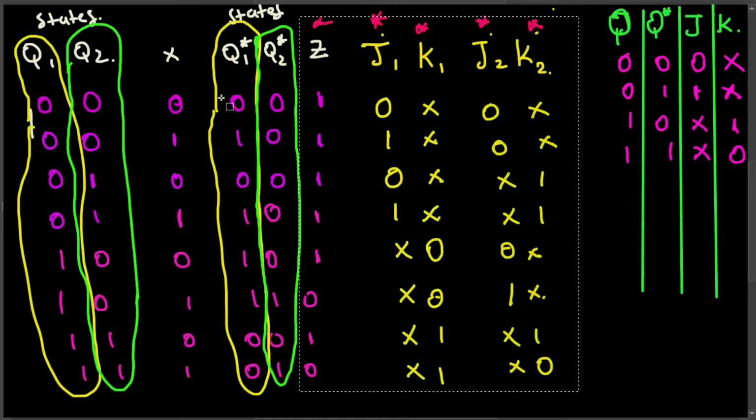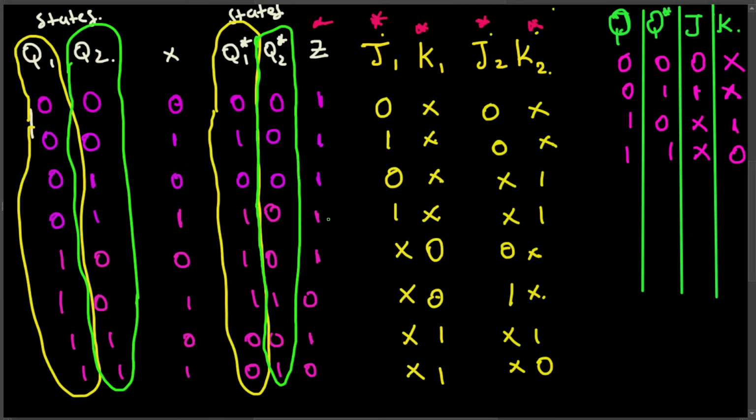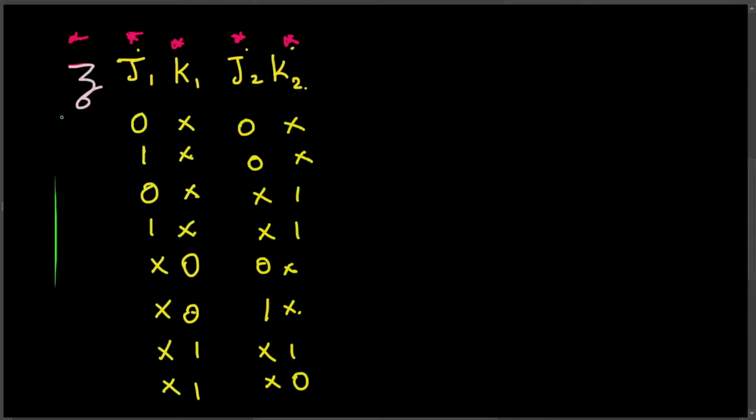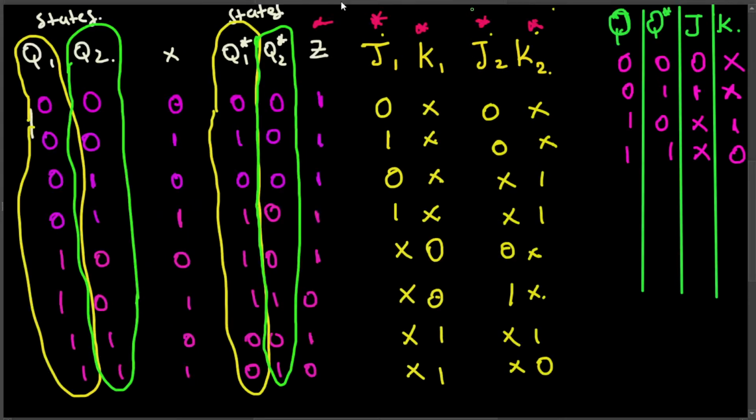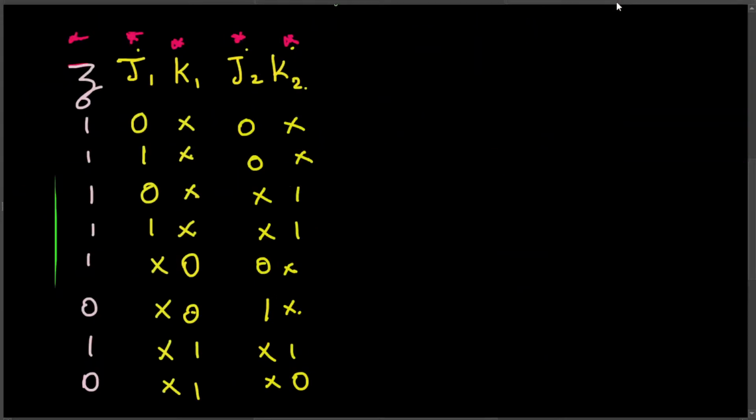For Z, we have 1 1 1 1 1. How many ones? 5 ones, 0 1 0. 1 1 1 1 1 0 1 0. Okay, let's create the K-maps. So we have how many, like 1 2 3 4 5 6 7 8 locations, right? So it means this is a 3 input K-map.